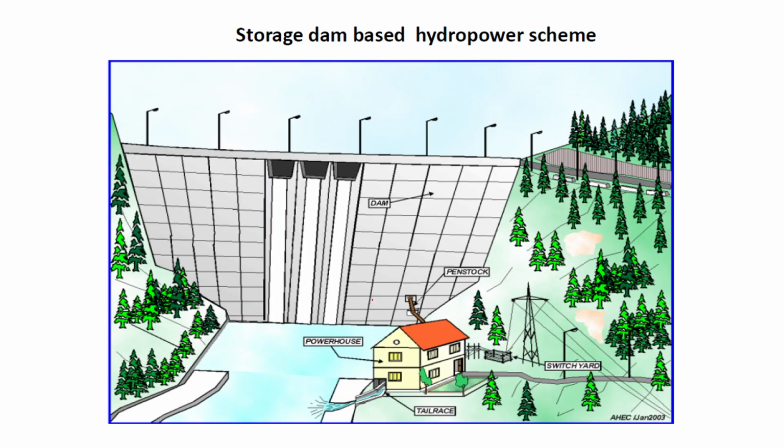Then the third one is the storage dam based type. In the dam based type, a civil structure is made for storing water, for stopping the continuous flow of the water. A huge amount of water gets stored behind the dam, and then from here a small penstock is made, from where a constant flow of rushing water comes into the powerhouse, where all the conversions take place, and from here the tail race is given out.